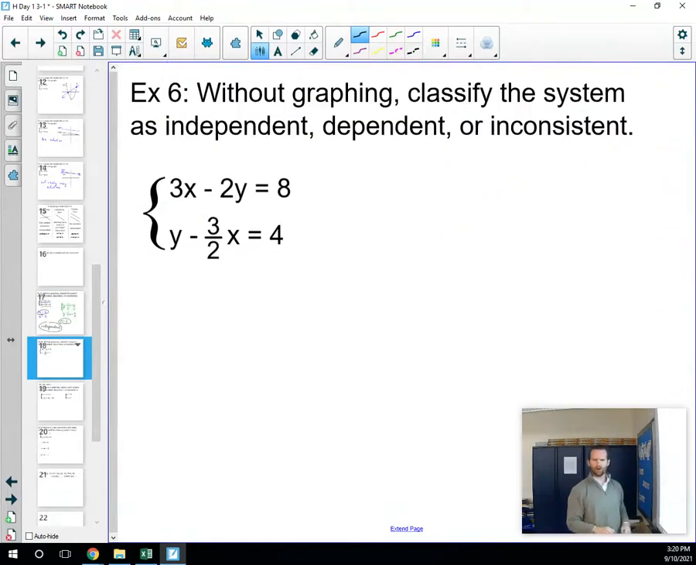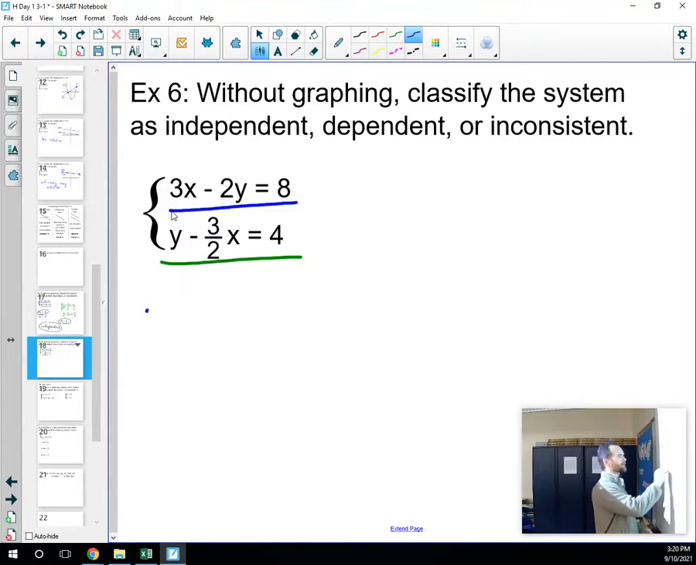All right, moving right along. Example 6. Without graphing, classify the system as independent, dependent, or inconsistent. Same directions. Again, I'm going to color code this. Let's do this one in blue, this one in green. Here we've got to get y by itself in both of them, so it's going to be a little bit annoying, but that's okay.